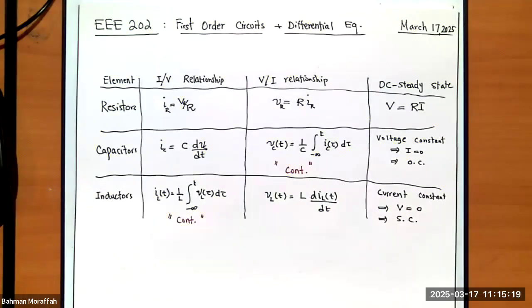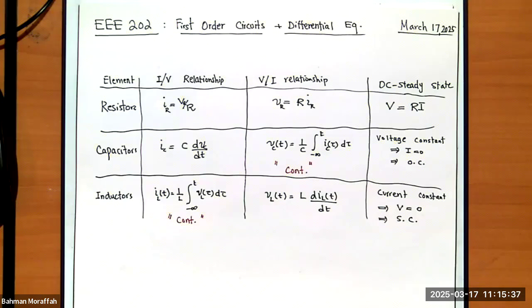So what we're going to be doing today, we're going to pick up where we left off. We're just going to talk about first order circuits. And then we're going to learn how to solve the differential equation associated with that circuit to basically get the voltage across the capacitor or the current through the inductor, right?